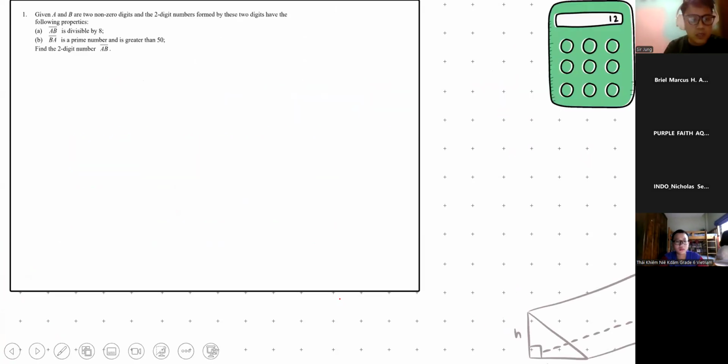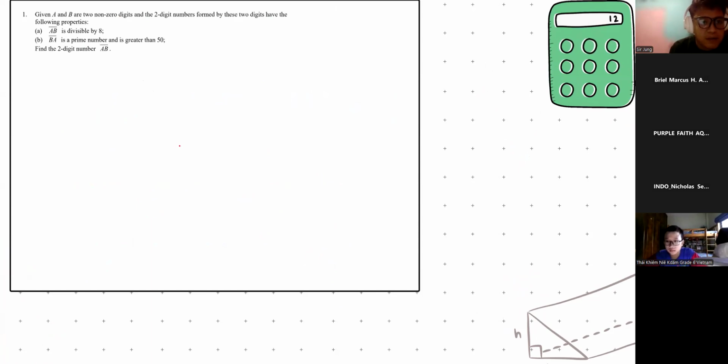Number one. Given A and B are two non-zero digits, and two-digit numbers formed by these two digits have the following properties. AB is divisible by 8, meaning it is a multiple of 8. And BA is a prime number and is greater than 50. Since these are only two-digit numbers, the multiples of 8 can be listed directly and easily.